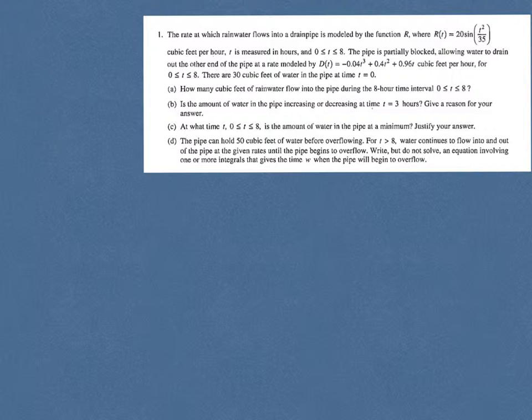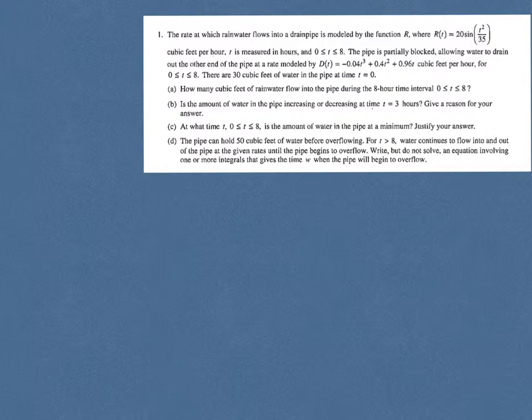Question number one, they're talking about rain going into a drain pipe. The rate at which rainwater is flowing into the pipe is modeled by this. So this is the rate that's going in, and then the pipe is partially blocked, allowing water to drain out the other end at a rate that's modeled by here. You have to keep in mind both R of t and D of t are rate functions, for t going from 0 to 8. And they give you that there are 30 cubic feet of water in the pipe at time equals 0.